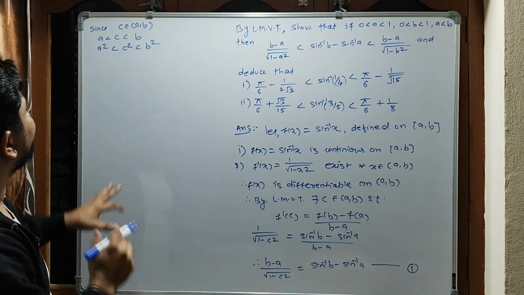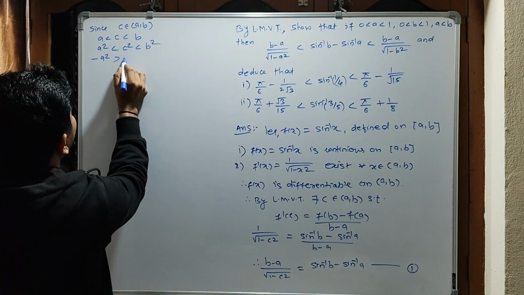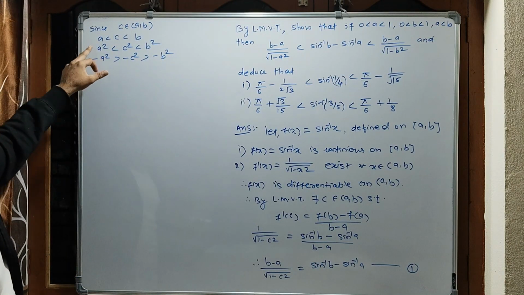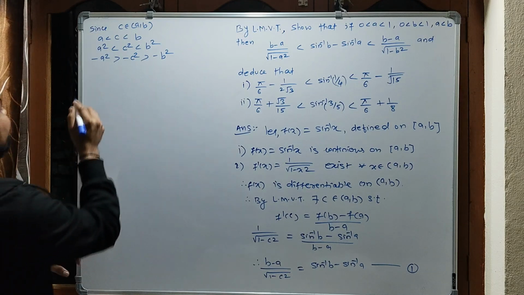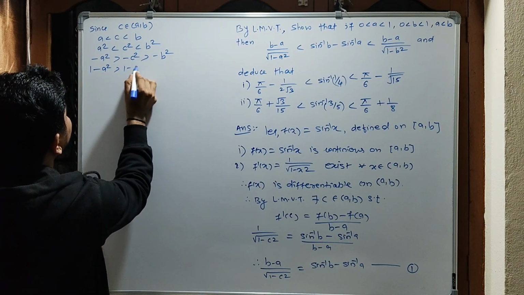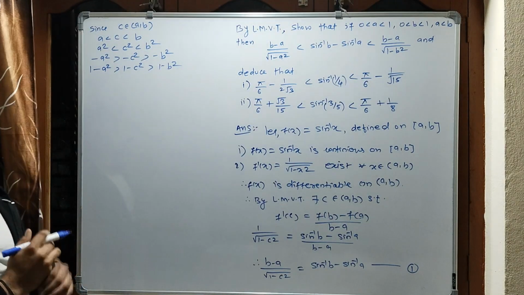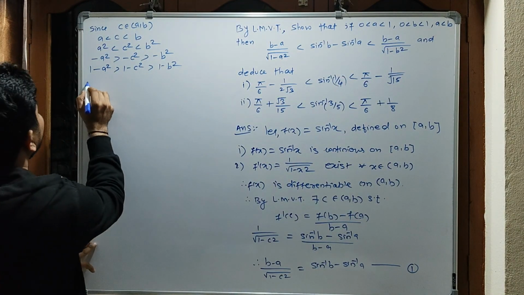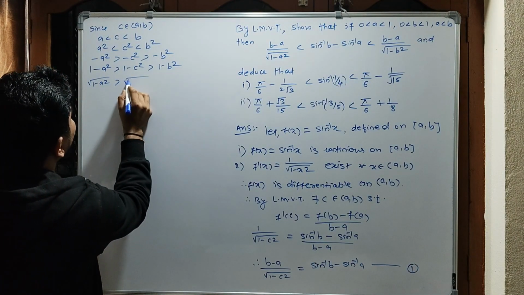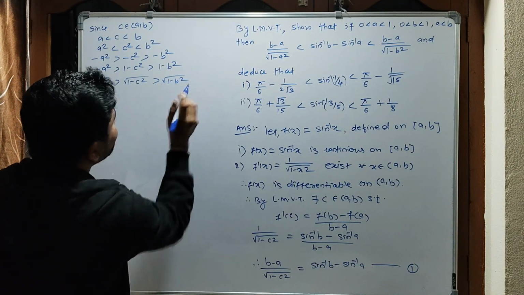So now, applying the negative sign, -a² > -c² > -b². Now I want to add 1: 1 - a² > 1 - c² > 1 - b². Now I will take the square root: √(1 - a²) > √(1 - c²) > √(1 - b²).